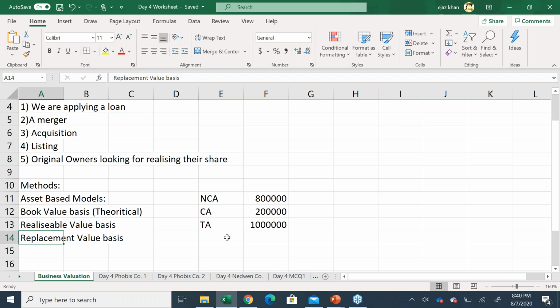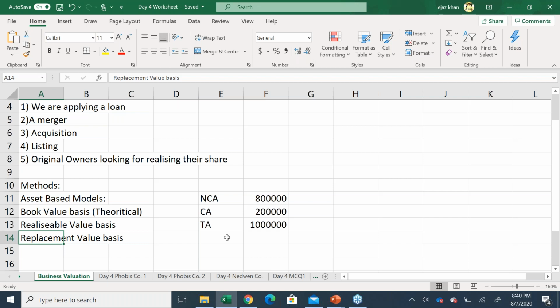That is, if you are going to buy a similar type of asset today, how much is it going to cost you, rather than valuing it on the basis of its realizable value, that is, what the value will be if you are selling the existing asset. We do it the other way around. We value it on the assumption of what if we buy a similar asset today and install it, how much is it going to cost us. So that is called the replacement value basis.